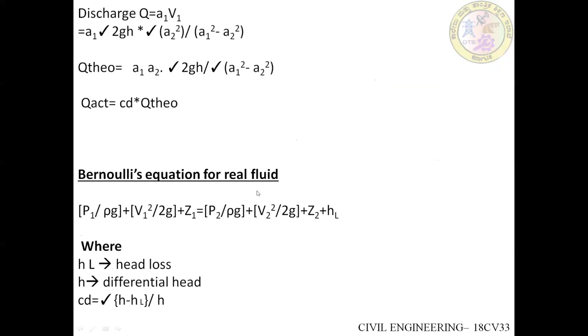Next is Bernoulli's equation for a real fluid. See, in an ideal fluid, we are not considering the loss of energy or loss of head, whereas for a real fluid, we have to consider the head loss. So the expression for Bernoulli's equation for a real fluid is P1 by rho g plus V1 square by 2g plus Z1 is equal to P2 by rho g plus V2 square by 2g plus Z2 plus HL. This is the head loss. So you should differentiate this: HL represents the head loss, H represents the differential head.